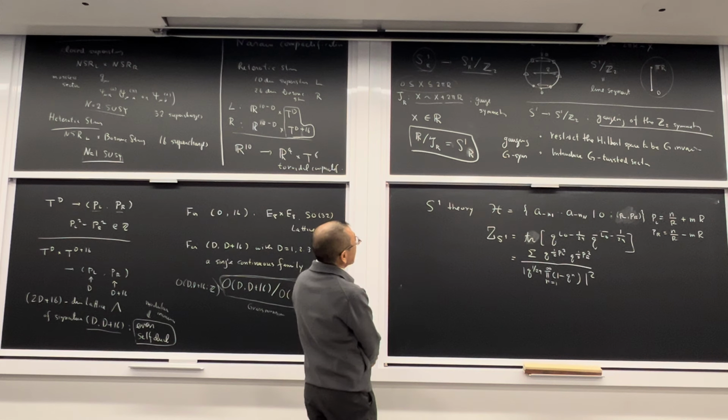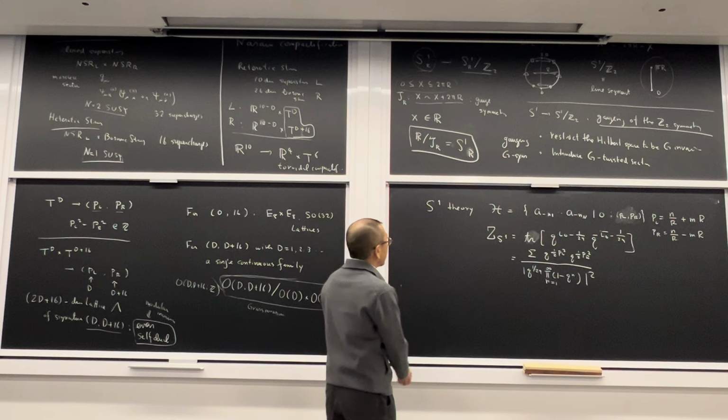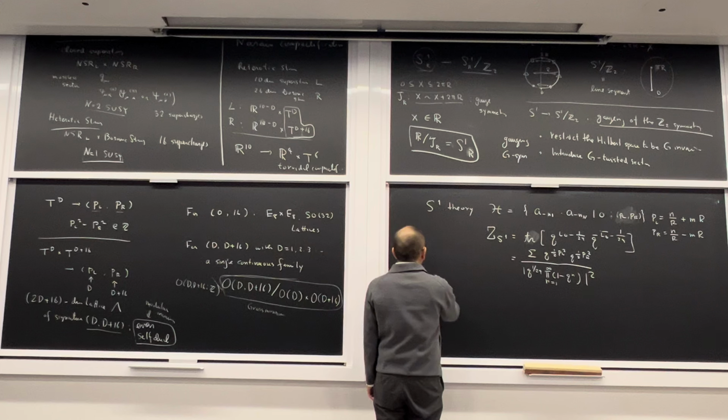Now, let's first discuss the procedure of restricting the Hilbert space to be G invariant, which means that we need to do a G invariant projection.